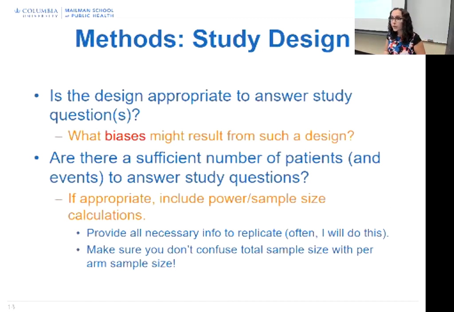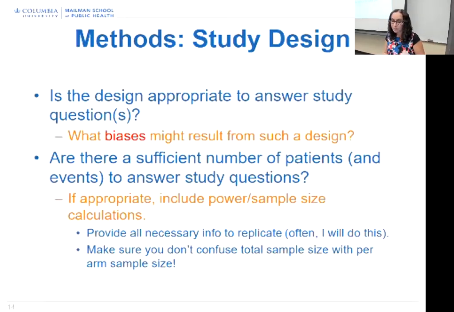So as a reviewer, my main goal when reading the design is to answer the following questions. So is the design appropriate to answer the questions they're interested in? Related to the design, what biases might be introduced by using such a design? So I'm going to be thinking about this as I read the paper, and hopefully when I get to your limitations section at the end of the paper, you're going to say something about the study design and how that might limit the generalizability or the interpretation of your findings.